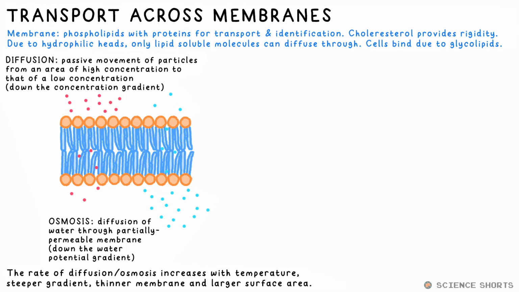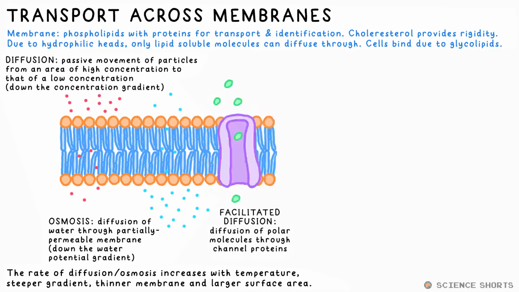The rate of diffusion and osmosis increases with a bigger surface area, a thinner membrane, a larger difference in concentrations or water potentials, or we might say a steeper concentration gradient, and a higher temperature too. Polar molecules can move in and out by facilitated diffusion. This happens via a channel protein, but it's still passive.